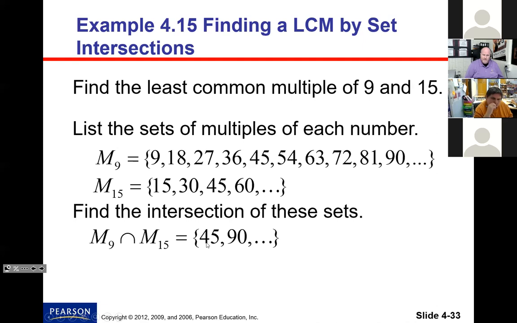Okay. Now, this method works, but the problem is when you get really, really big numbers, it's a pain to do. So we are going to do it the other way, which is prime factorization, okay? And I'll show you. We're going to use the same numbers as we used before, but we're going to do something different, okay? All right, so here we go. So our LCM, right, is 45.